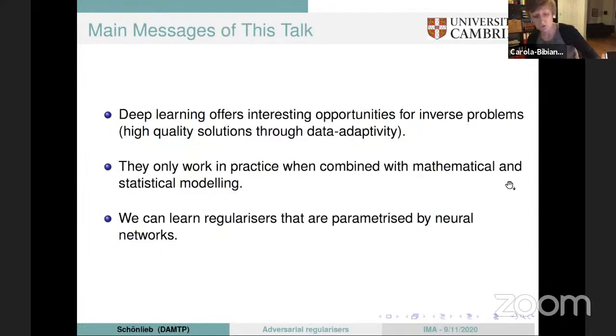So what I want to discuss with you today is the idea or a strategy for learning regularizers that can be used to solve ill-posed inverse problems, in particular inverse problems in imaging. And I want to discuss this idea of learning such a regularizer in an adversarial way, and this will become clearer soon what this exactly means. But that's where the name comes from.